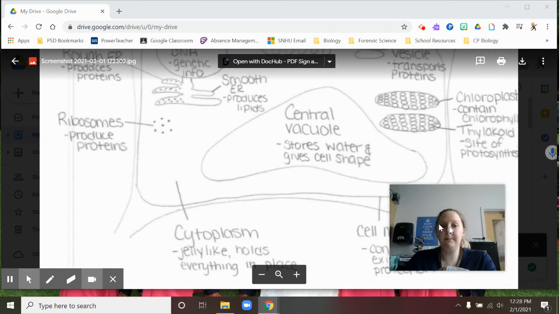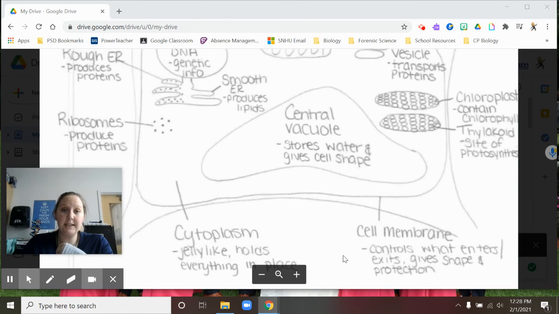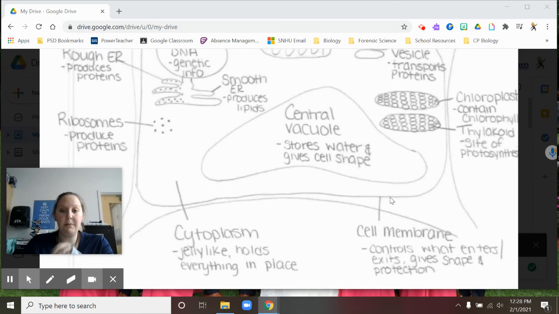The cell membrane is the same as it is in animal cells. It controls what enters and exits the cell. It gives shape and protection to the cell. We are going to go into depth more on the plasma membrane in our next section.